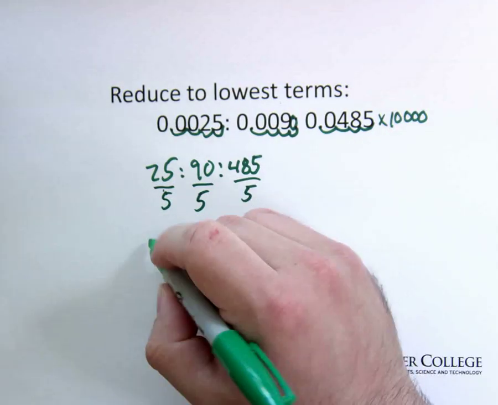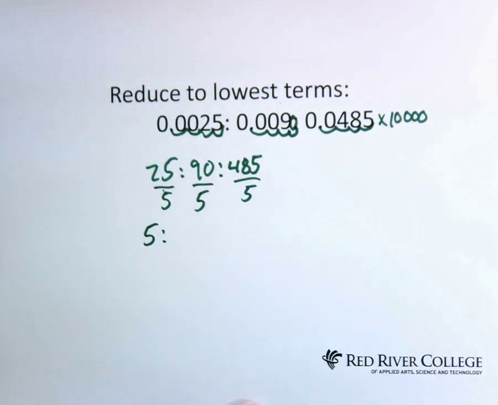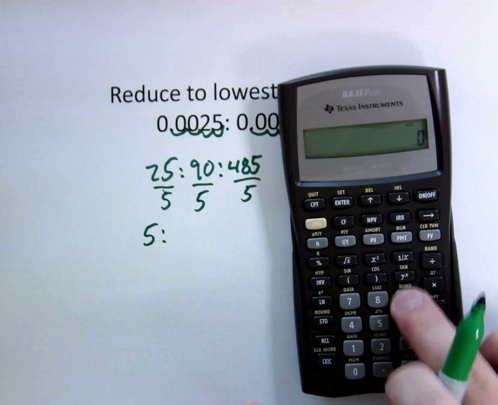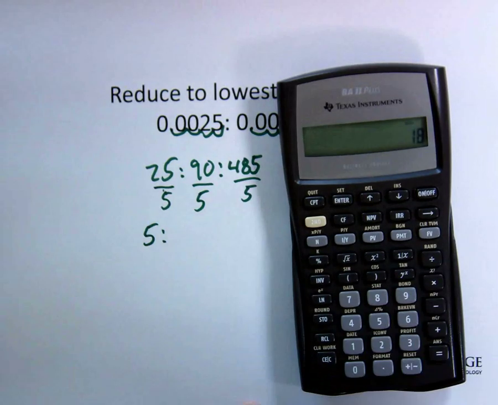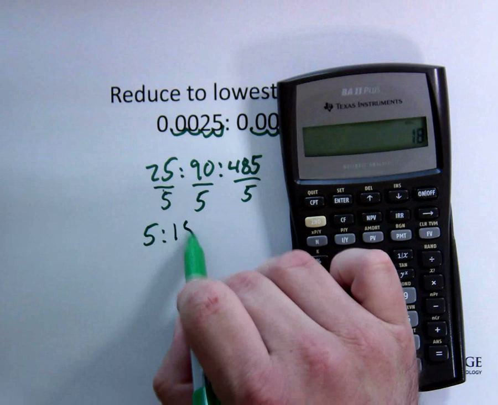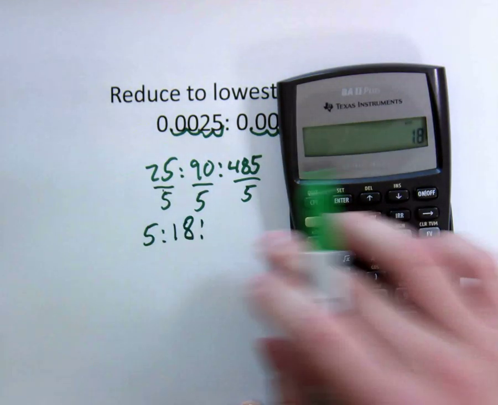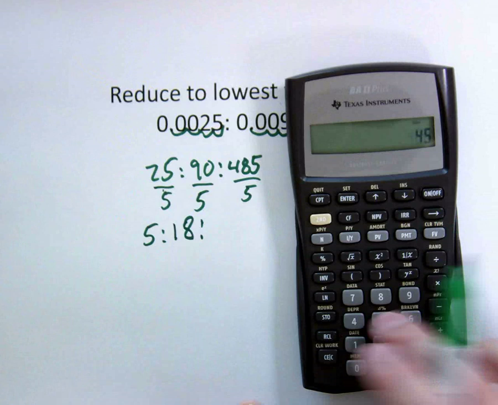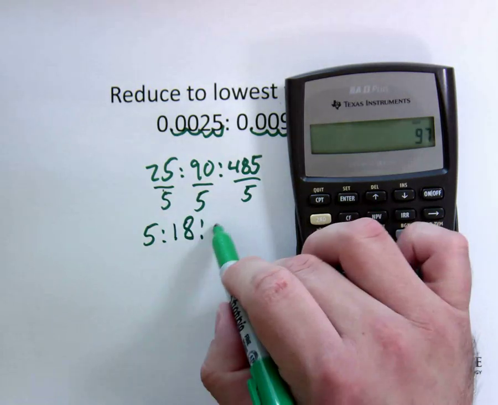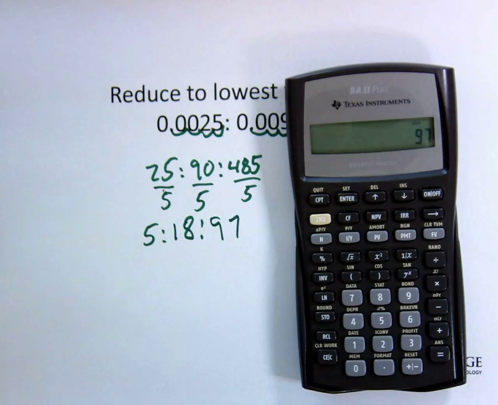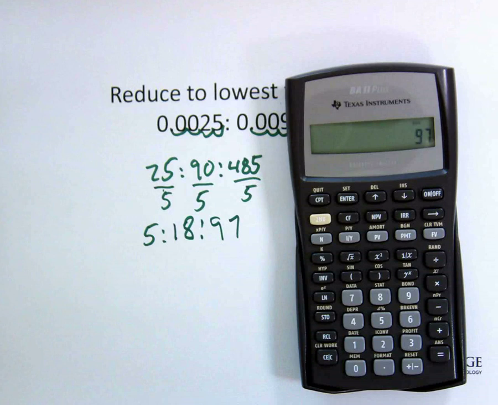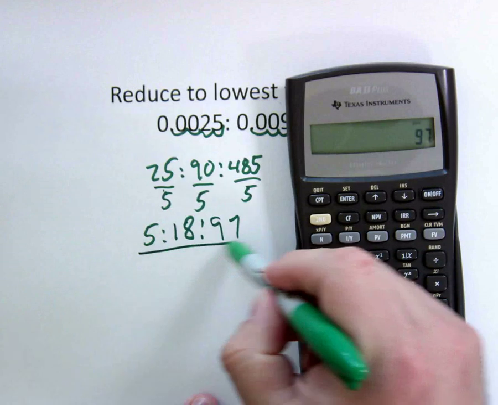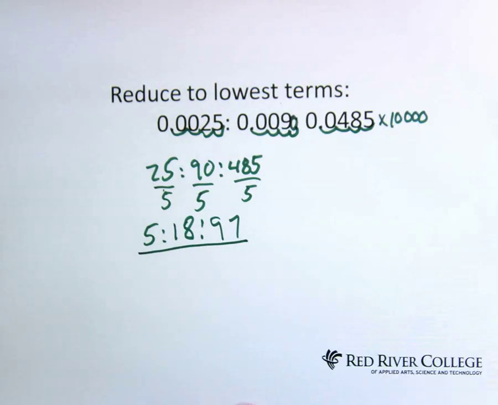Well, 5 into 25 is just 5. And let's see, what's 90 divided by 5? That is 18. And finally, 485 divided by 5 is 97. So we're left with 5 to 18 to 97. Nothing is going to go into 5, 18, or 97, so this is our final answer.